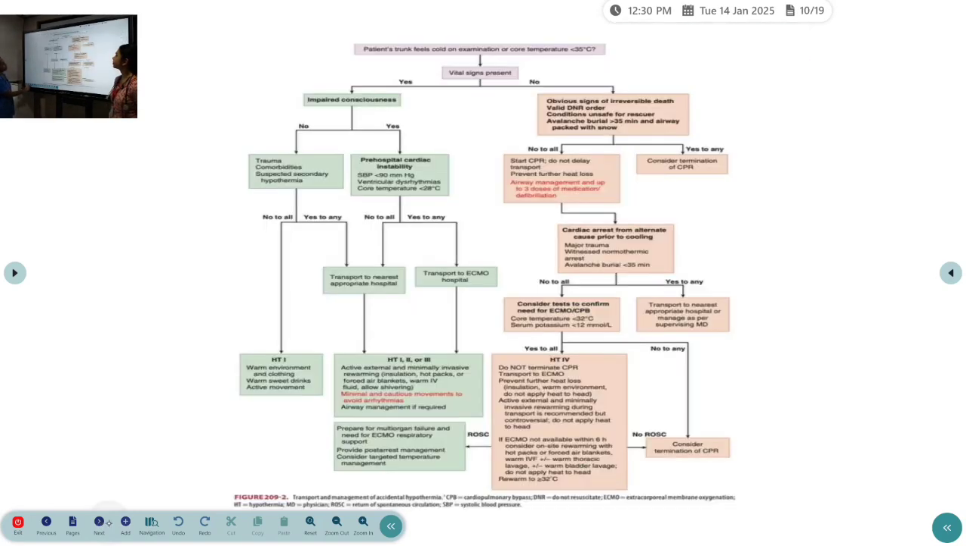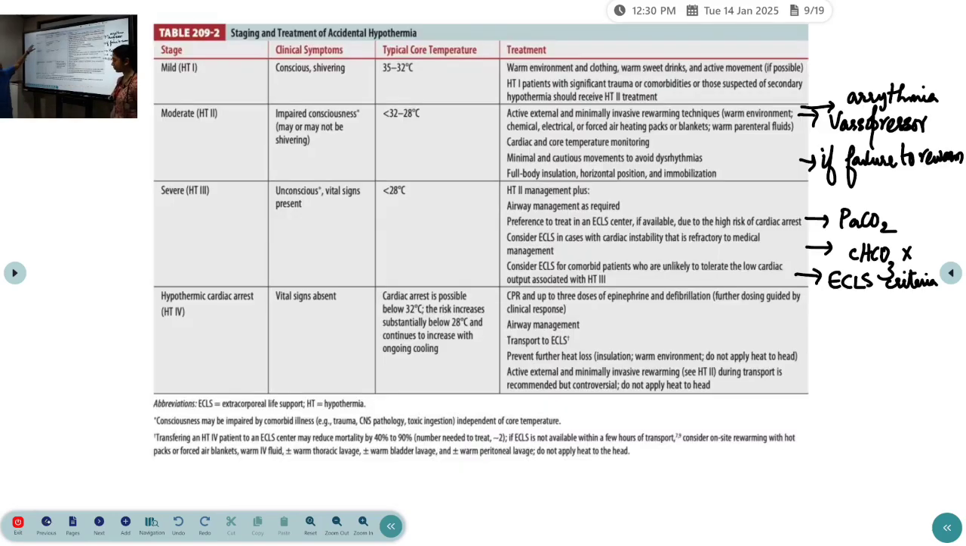Now coming to the treatment as such. In the first class, that is if the patient is presenting with mild hypothermia, we just need to give a warm environment and warm clothing. We'll also be giving warm drinks to the patient, and if the patient is able to move around, we'll be asking the patient to do active movements. That is what we do in class 1. If the patient is wet, we need to first dry the patient, then give warm clothes.